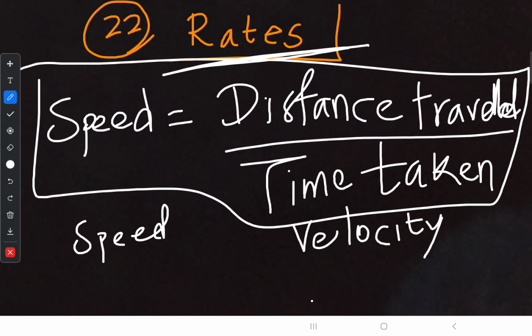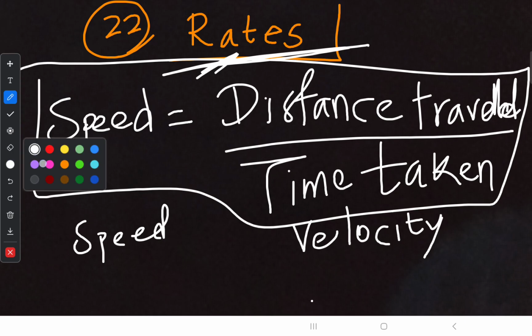Speed is equal to distance traveled upon time taken. That means how much distance is traveled within an hour. That is the definition for our speed. Under these rates, with respect to time, how much distance was traveled. That is our speed.